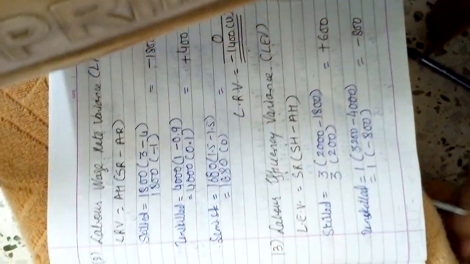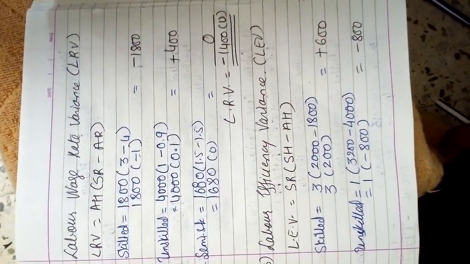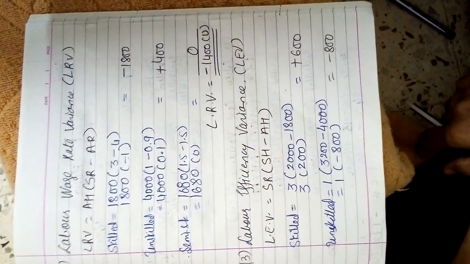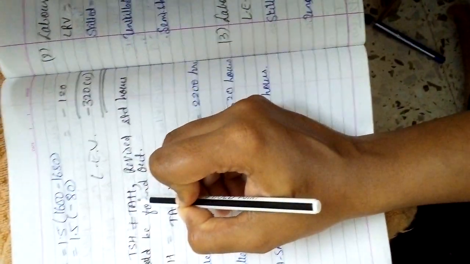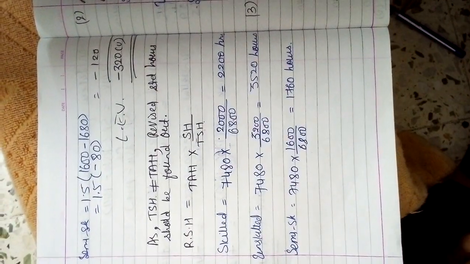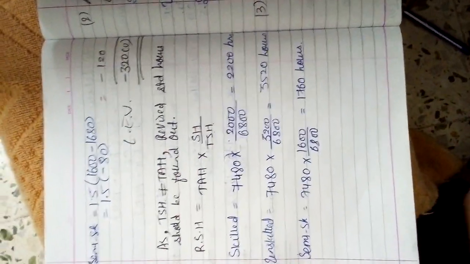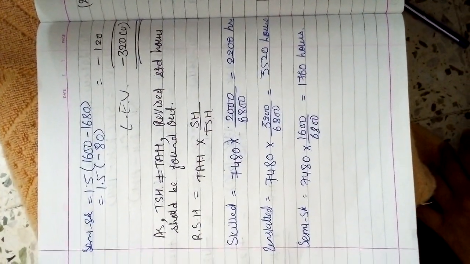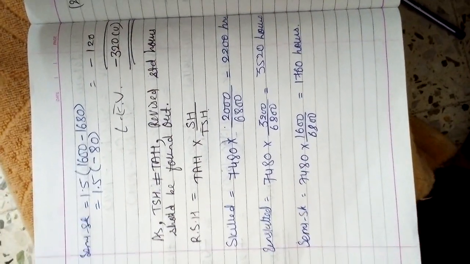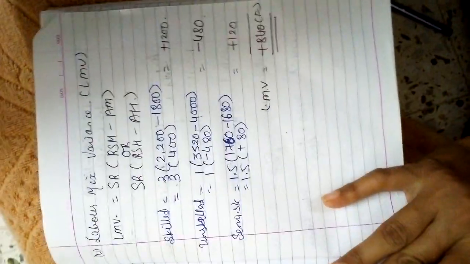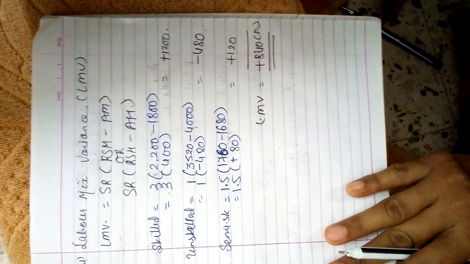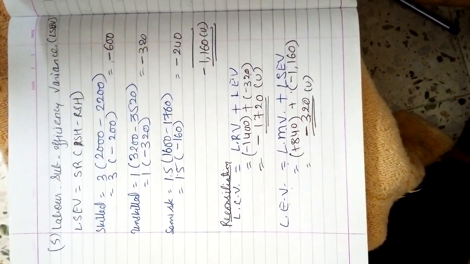Then page number 2, labor wage rate variance, right? The answer is negative 1400. Then labor efficiency variance, negative 320. Then as total standard hours is not equal to total actual hours, we need to calculate revised standard hours, that we have calculated as under. So for the skilled workers, the revised standard hours are 2200, for unskilled workers 3520, and for semi-skilled workers it is 1760. This we are going to use in our next calculation, that is labor mix variance, right? So the answer is positive 840 favorable for labor mix variance. Alright. And then labor sub efficiency variance, that is negative 1160.